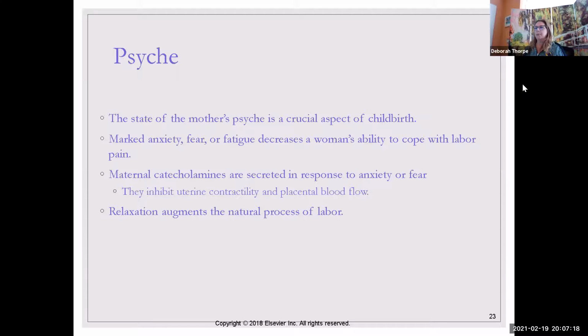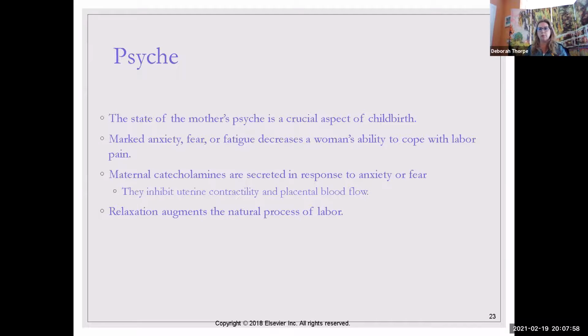All right, everybody back? Let me just do a few more slides and then I want to get to our case study. So one of the Ps is psyche, and it is going to be a crucial part of the childbirth process. This mother is feeling anxiety, fear. She may be exhausted because she's been in prodromal labor for 2 days. You'll hear some moms say this.